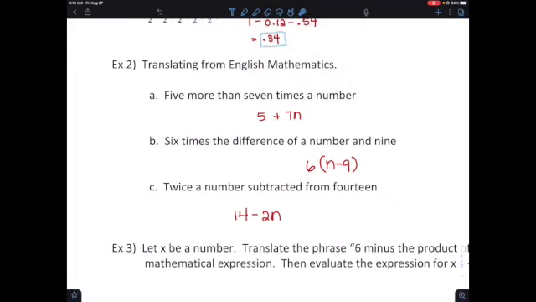If you read it backwards, you can say 7 times a number. Well, 7 times a number is pretty easy. That's just 7n. Then 5 more than 7 times: 5 more means plus. So 5 plus 7n will be answer A.